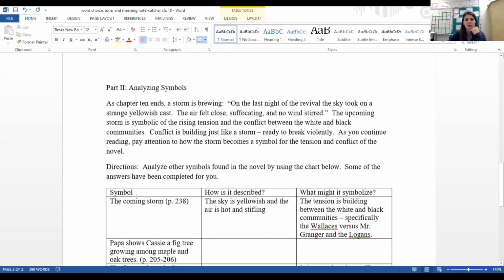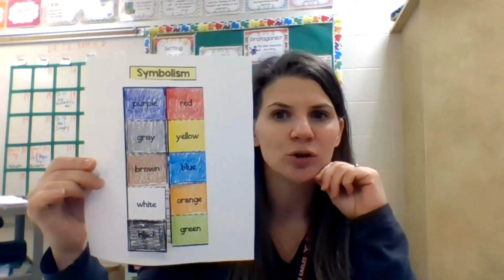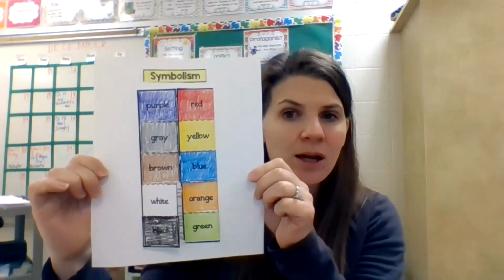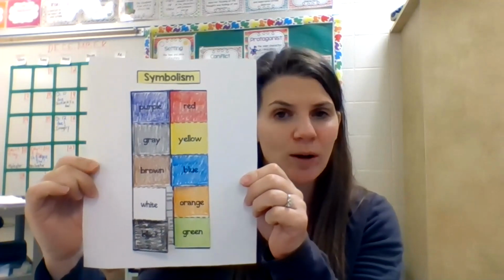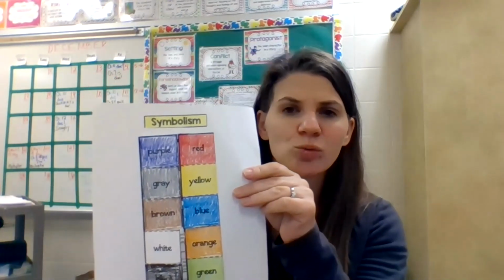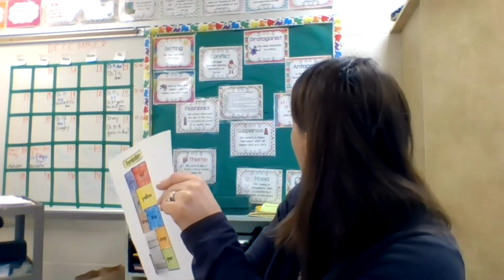Okay, so we see on part 2, analyzing symbols. I want to remind you, I'm actually going to stop my share for just a second before we even read that. Last year, we covered symbolism when we were reading The Giver, or right before The Giver. We had 2 pages in our interactive notebook. The first one looked like this, where we talked about all the different colors and what colors could represent. I can't remember if I actually had you write the complete definition for symbolism.